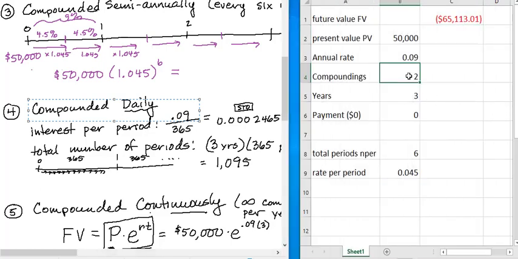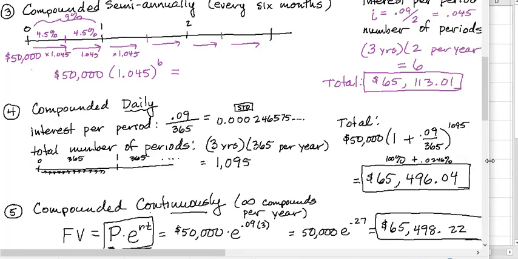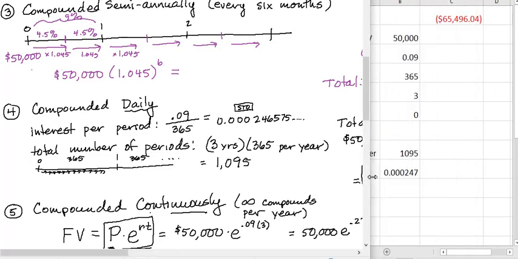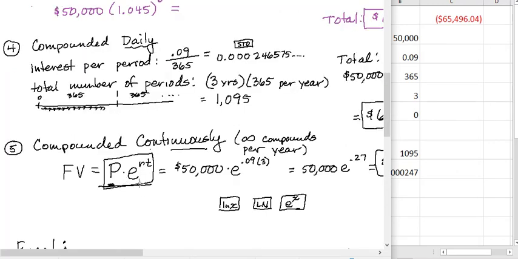now that I have everything set up, if I just change the compoundings to 365 compoundings per year, these other 2 cells were built on that cell, so it should automatically update my total periods and my rate, which it did. There's the 1,095 and my interest rate, which looks like it's rounded, but it's not. Excel is going to keep all of those digits in there. And it updated my future value also. There it is, 65,496.04.